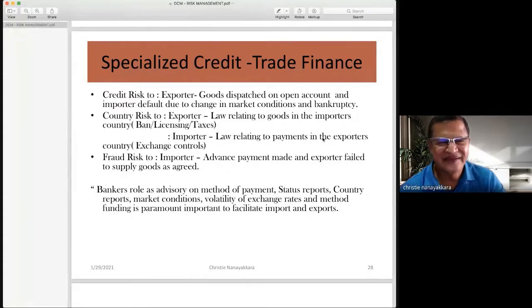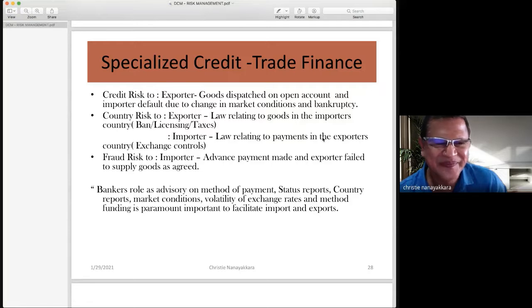Advance payment carries a risk for the importer. If your customer is an importer, he is going to part with money even before receiving goods. So in case the exporter, his supplier, decides not to send the goods, then the short-term loan you gave to pay the advance payment will go into a non-performing advance. So therefore, that risk is there.